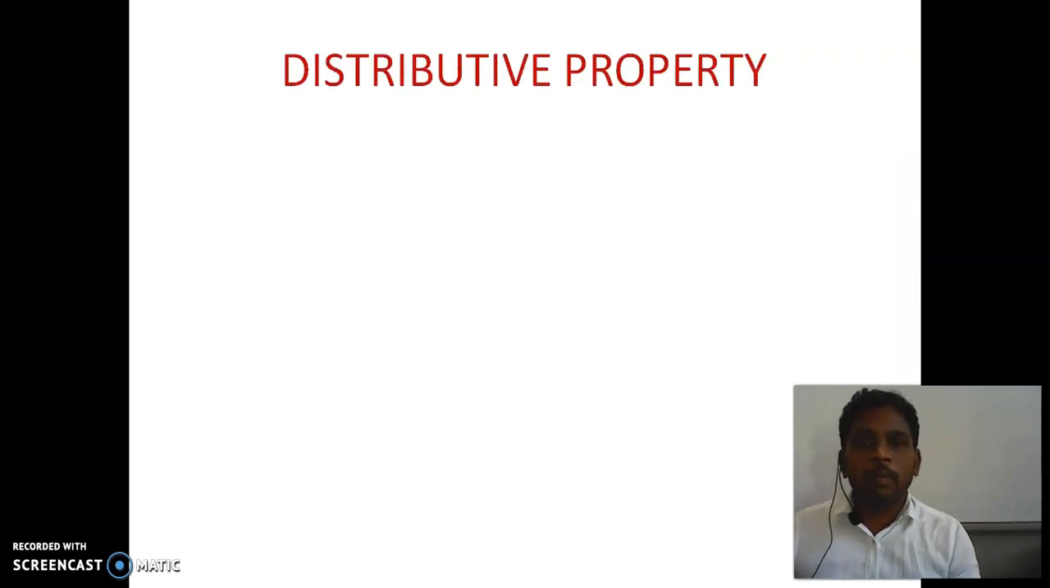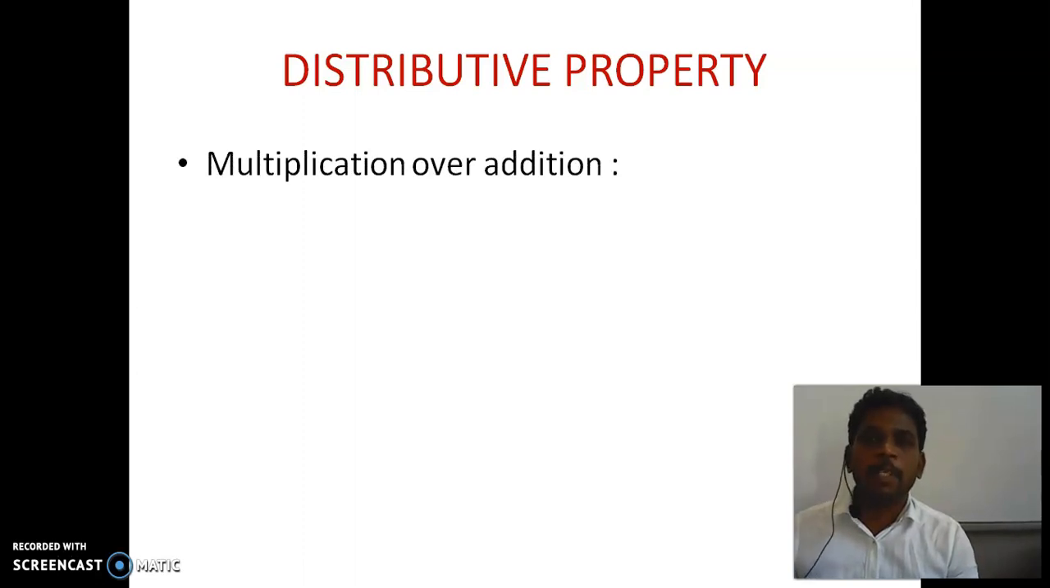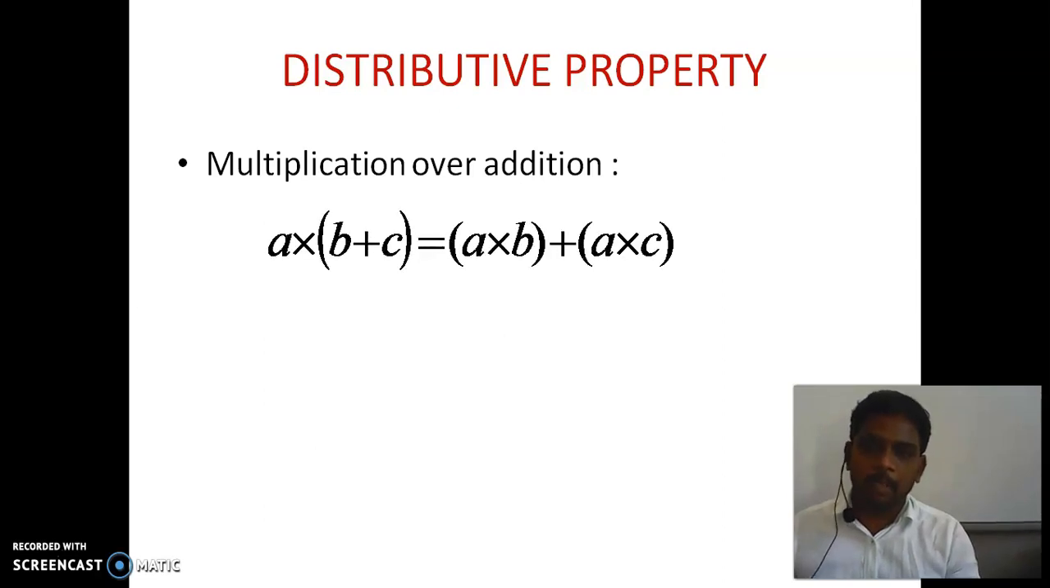So today we are going to see one more property, which is the distributive property. So what is the distributive property? There are two cases. The first one is multiplication over addition. Here we are going to see the property with two operators at a time.